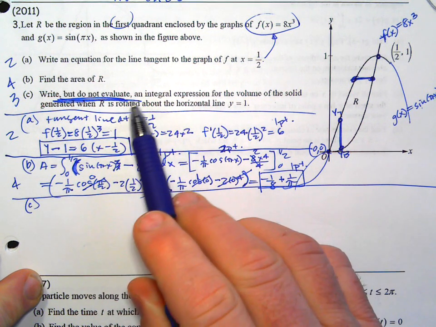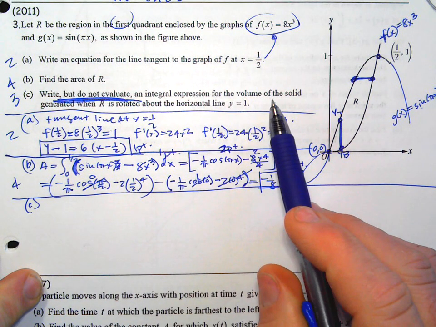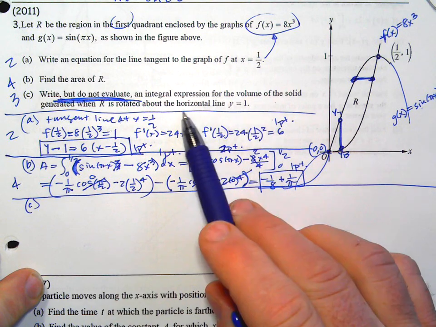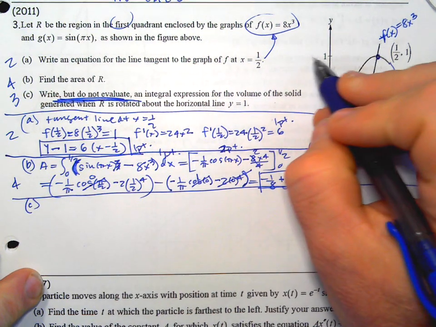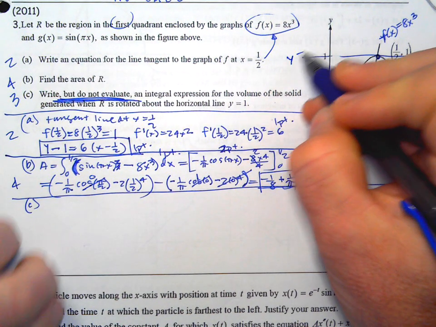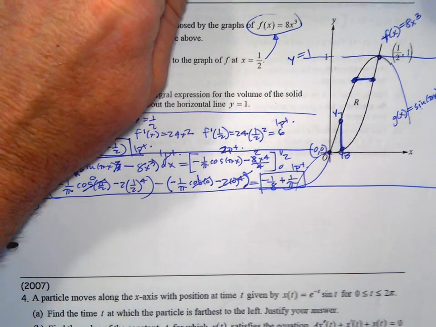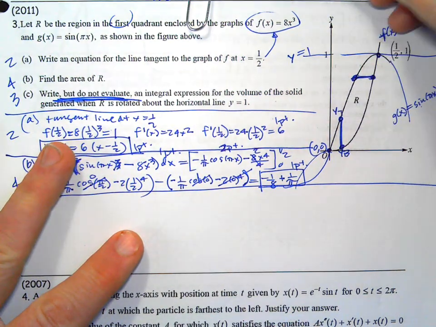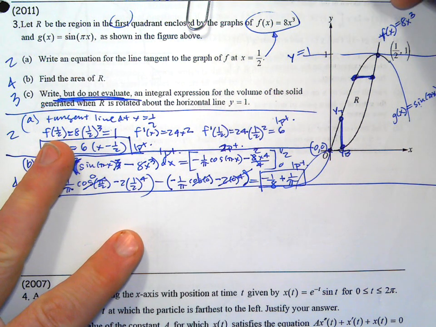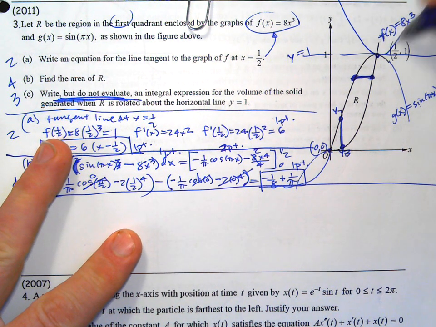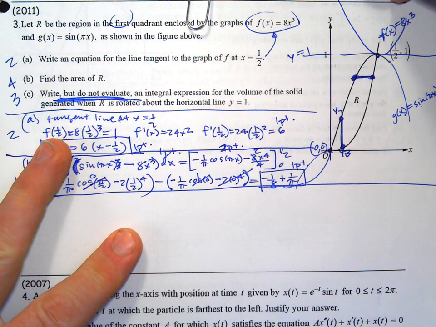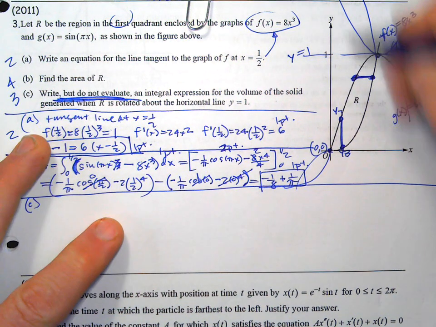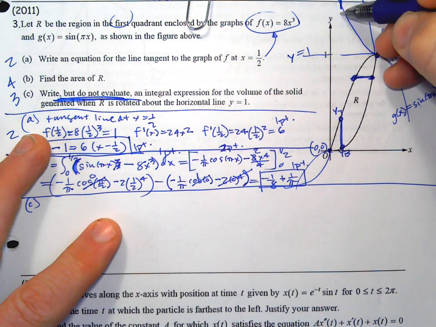Write but do not evaluate an integral expression for the volume of the solid generated when R is rotated around the horizontal line y equals 1. So this is a horizontal line y equals 1. I feel like my picture isn't too crazy that I could draw that. So we have our sine curve, and then we have our cubic, and I think we're going to probably want to go with horizontal slicing.